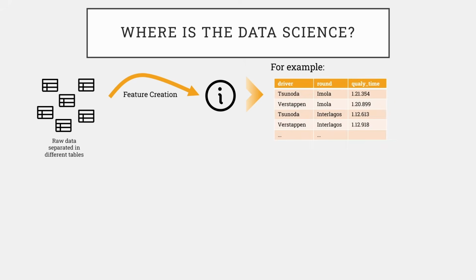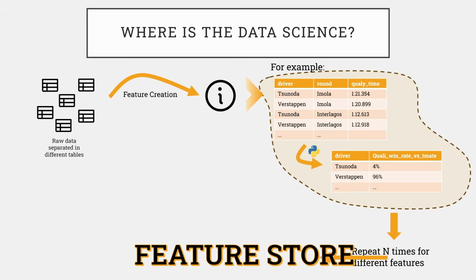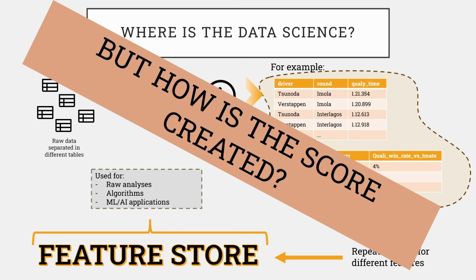Imagine that there's a dataset that shows you the qualifying time for each driver in each round. What I can then do with this dataset is manipulate it so I get the qualifying win rate versus a teammate for each of the drivers. And there we go, we have our first feature, which would be the win rate. And then what I do from there is the same process for different types of information, creating different features, so that eventually this collection of features becomes what we call a feature store, which in turn we can use to analyze the values by themselves, but mostly to create algorithms, machine learning, and AI models to infer or predict something that we want. Okay, that's cool and all, but how is the score actually created?